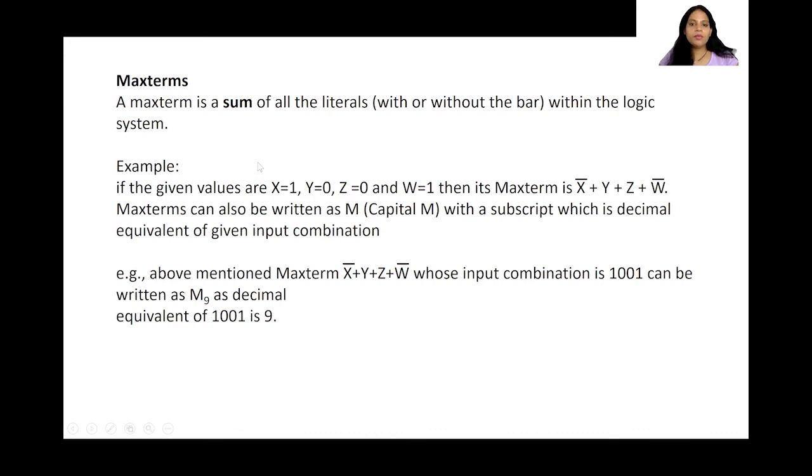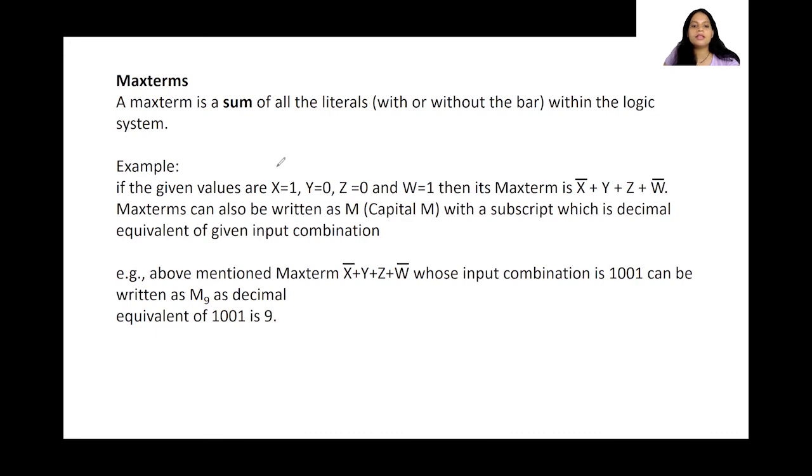Now let's go ahead and see what a max term is. A max term is the sum of all the literals with or without the bar. Here it is saying it is the sum. For the min term we knew that it is the product, whereas here it is going to be the sum of all the literals. Now for example, if the given values are x is equal to 1, y is equal to 0, z is equal to 0 and w is equal to 1, then the max term is x bar plus y plus z plus w bar. Here you can see the difference, isn't it?